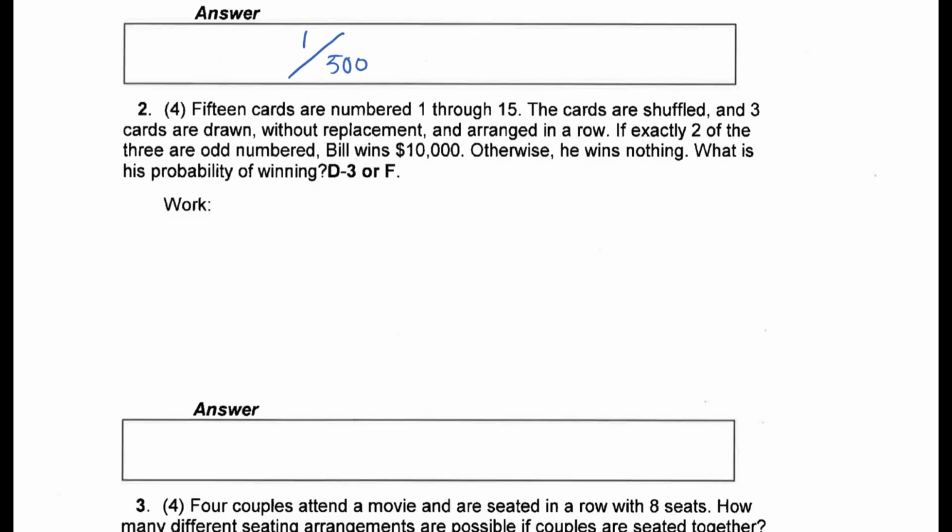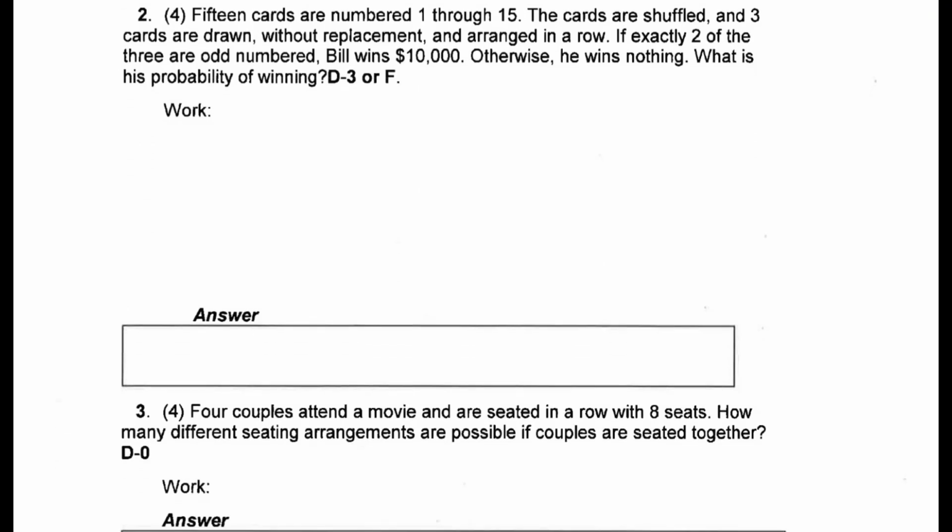Let's take a look at the next problem. We've got 15 cards numbered 1 through 15. The cards are shuffled and 3 cards are drawn without replacement. Now that's going to be important because it means that they're stuck with what's already been selected. Usually when I see that, I start thinking we're going to be doing a tree diagram. If exactly 2 or 3 of the cards are odd numbered, Bill wins $10,000, otherwise he wins nothing. What's the probability of winning?